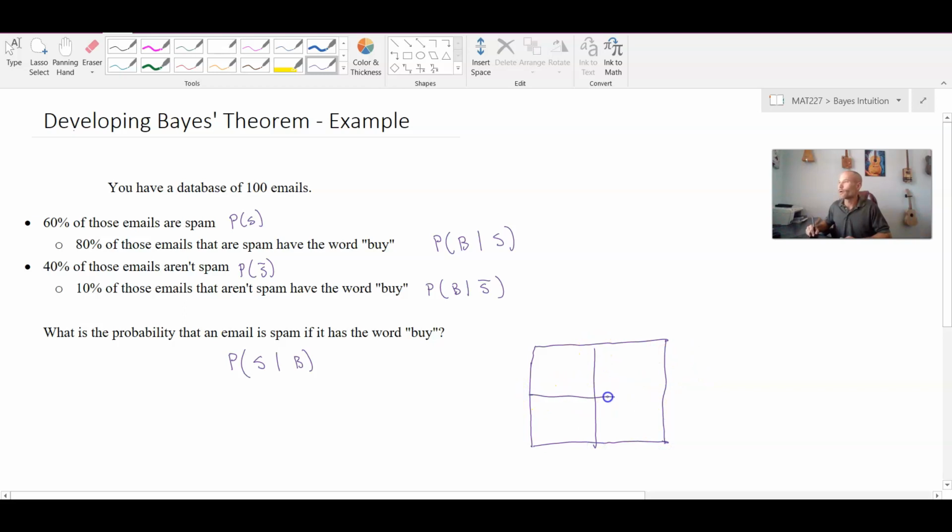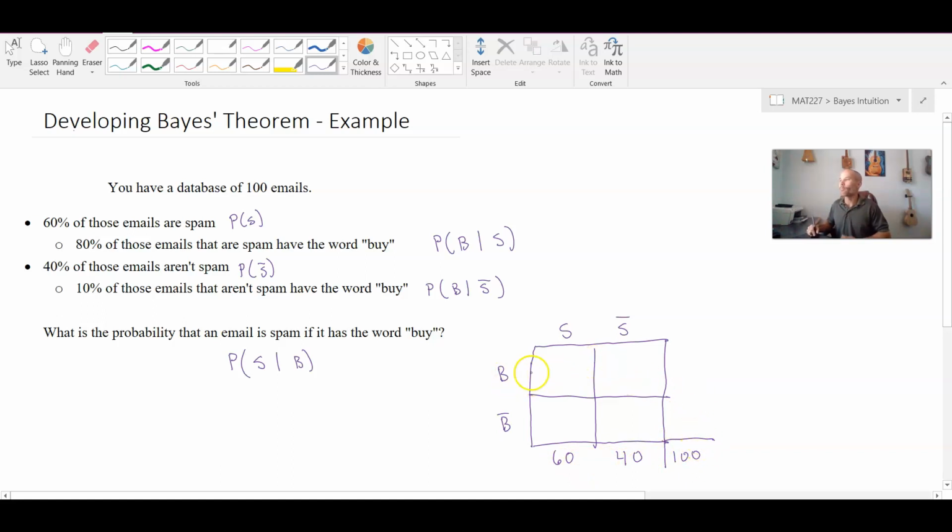So here we're just going to put along either our rows or columns. Let's just say this has the word buy, does not have the word buy, is spam, is not spam. So we know that 60% of those emails are spam. So that's going to be down here, 60%. So I'm just going to put 60 just so that we're working with number of emails. And then that means immediately that 40% of those emails are not spam. And since we have 100 emails, we could put 100 over here. So these add up to 100 as well.